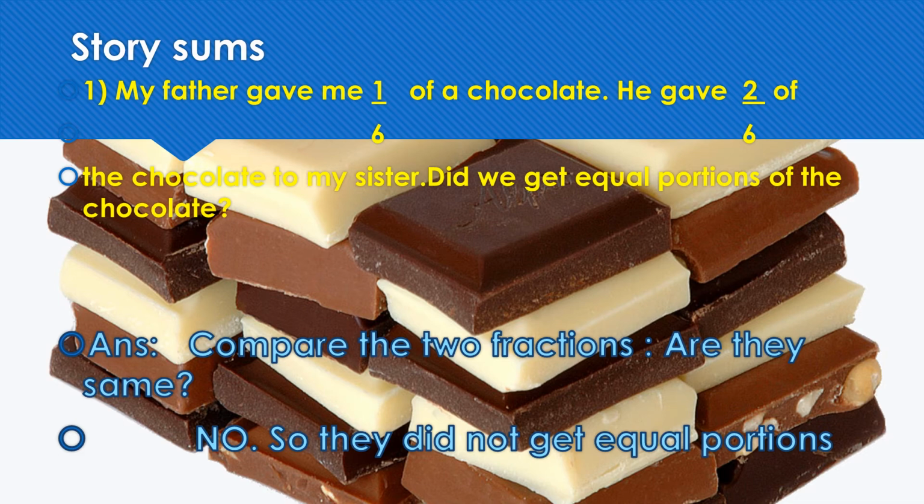And do you remember what I said? It is very important that the denominators are the same in order to compare the fractions. Since 6 and 6 are the denominators which are the same, we can simply compare the fractions by looking at the numerators, 1 and 2. Are they the same? No. 1 is less than 2. So they are not getting equal portions, and the answer is no, they did not get equal portions of the chocolate.